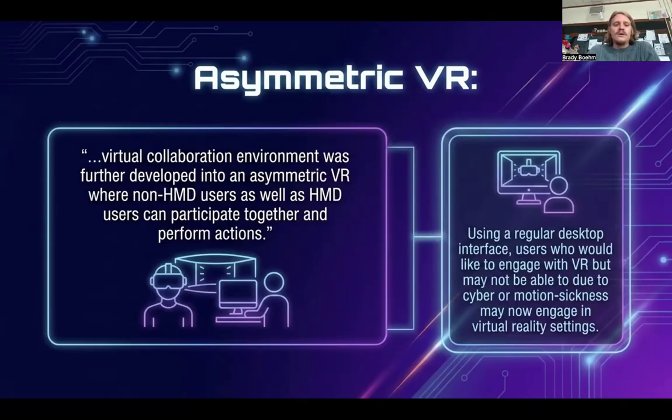Instead of excluding people, the system adapts to include them. I found this quote: virtual collaboration environment was further developed into asymmetric VR, where non-HMD users as well as HMD users can participate together and perform actions.